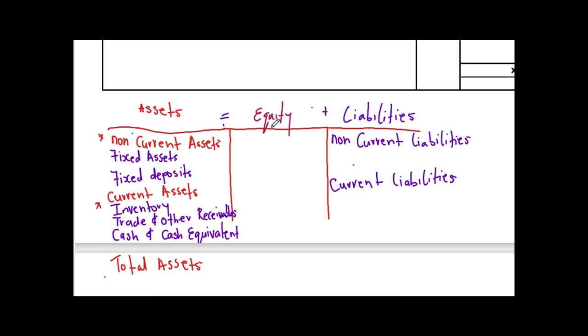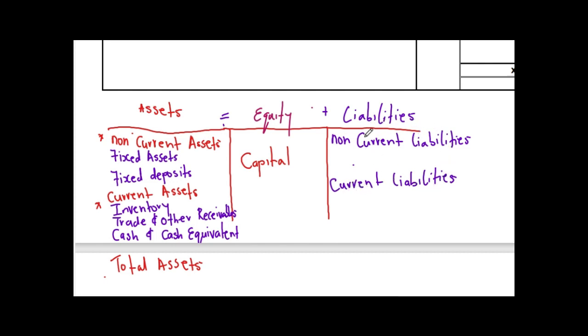Under our equity section, guys, as grade 10 learners, we only have capital. We only have capital account. And then guys, under our liabilities component, we also have two types of liabilities, which is a non-current liability as well as a current liability.